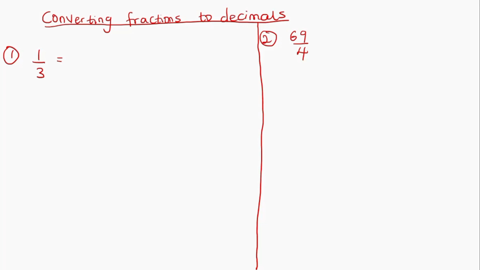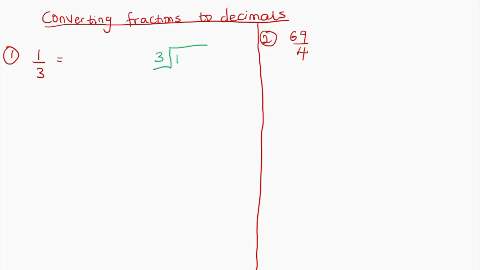So guys, let's get started. The first question we have right here is to simply convert this fraction to decimal. So we have 1/3. Now we're going to make use of long division. When you're talking about a proper fraction, in order for you to convert a proper fraction to decimals, all you want to do is to bring out the denominator outside and bring the numerator inside.